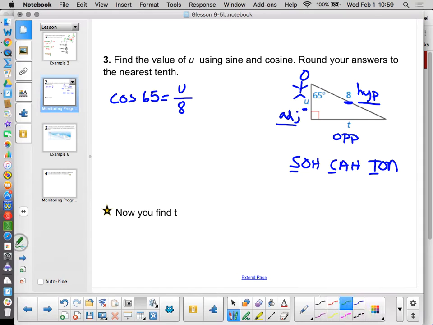Once the equation's set up, solving is fairly straightforward. This time we just multiply both sides by 8. And in my calculator, I do 8 cosine 65. And I get that's 3.4 to the nearest tenth. Now, your job is to find T. And again, round to the nearest tenth, please. Choose the correct answer.